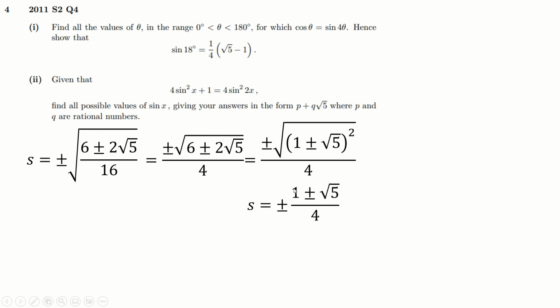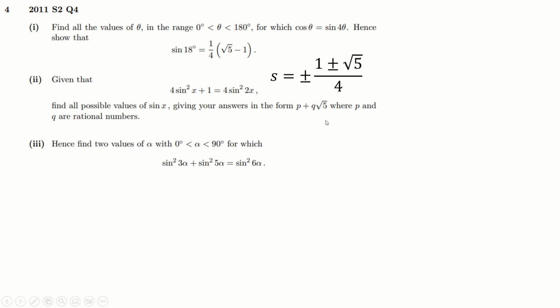Again, worth noting at this point that one of those, specifically the minus minus case, is this one up here. Sine of 18 equals this. So that suggests that sine of 18 is a solution to this, which is kind of interesting. And I think it is actually going to be used for this last part, which I thought was the most tricky part. It says hence. So somehow we have to relate this to what we've just seen.